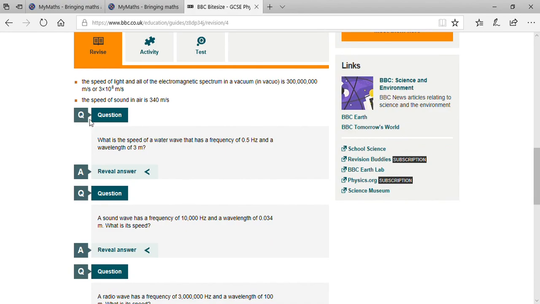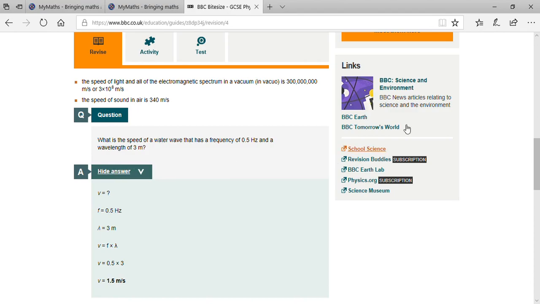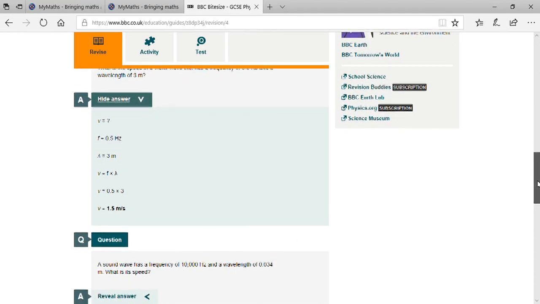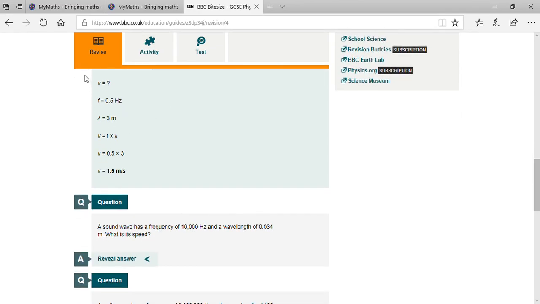So basically, a few questions can be asked with respect to this formula that I explained. They ask: what is the speed of a wave that has a frequency of 0.5 hertz and a wavelength of 3 meter? Simply apply your formula: speed equals frequency into wavelength. So 0.5 times 3. 5 threes are 15, so 1.5 meter per second. That will be your answer. When you apply your formula and plug in your values, you will get your answer.